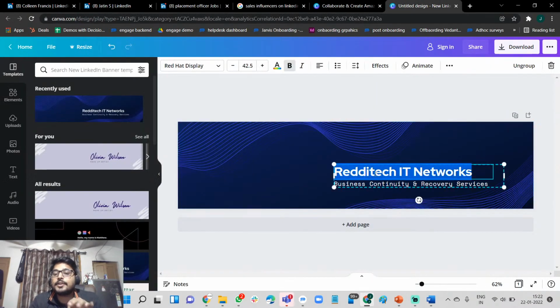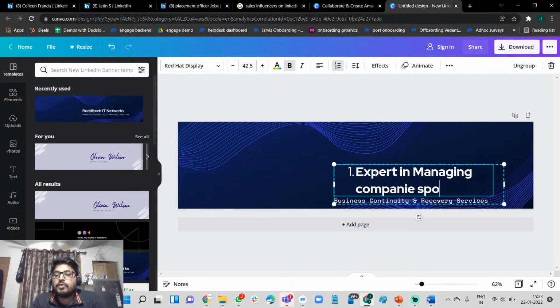In the editing section, here you need to highlight your skill set. For example, if you are applying for a job of placement cell, then you have to write the skill set that is required to become a placement cell officer. For example, you must know how to manage company's portfolio, you must know how to do cold calling, you must know how to do emailing. So all of these skill sets you can highlight in the cover photo, let's say, expert in managing company's portfolio, and all the other skill sets that are required.